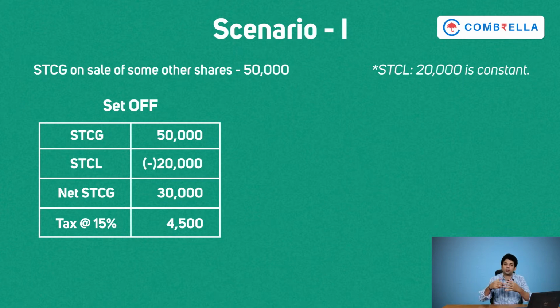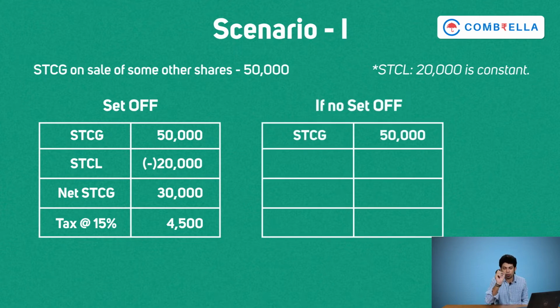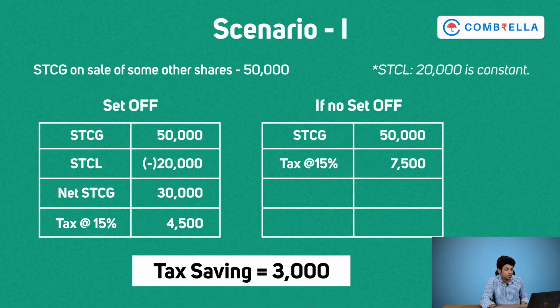That is what is known as set-off. So, if you had not sold the shares at 80,000 and not booked a loss of 20,000, what would have happened? You would have got short-term capital gains of 50,000 and on that you would have paid 15% tax, which is 7,500 rupees. But by booking the loss, your tax is now only 4,500, which is less by 3,000 rupees. This is the advantage of booking the losses.